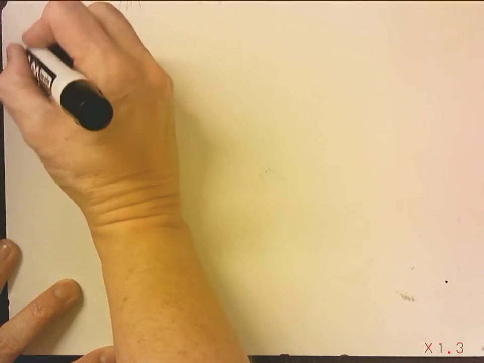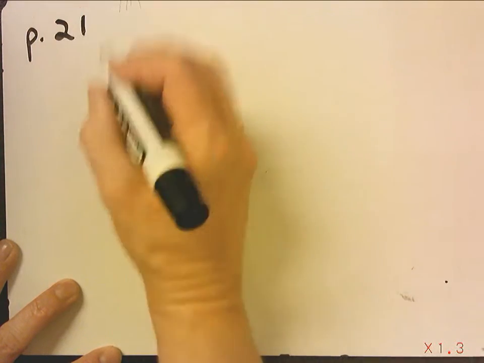Okay, now we're going to go over how to find the surface area of a rectangular prism, a square pyramid, and a triangular prism. So if you turn to page 21 in your notes, we will go over this.